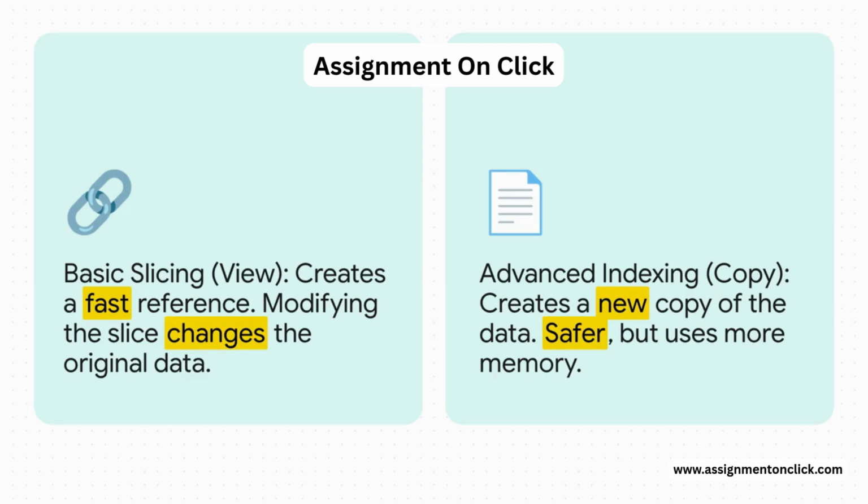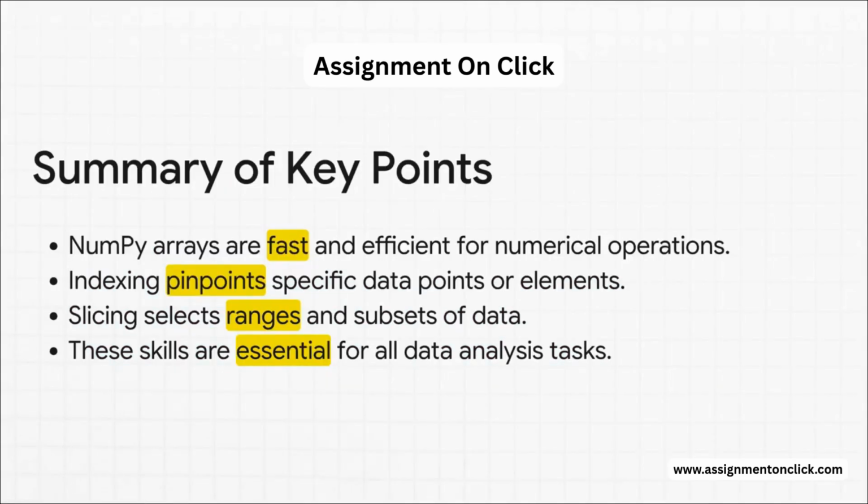Now, when you use more advanced indexing, like with a Boolean mask, NumPy creates a brand new, separate copy. It's safer because it won't mess with your original data, but it does use more memory. Knowing when you're working with a view versus a copy is absolutely vital for writing code that works the way you expect it to. So, let's do a quick recap.